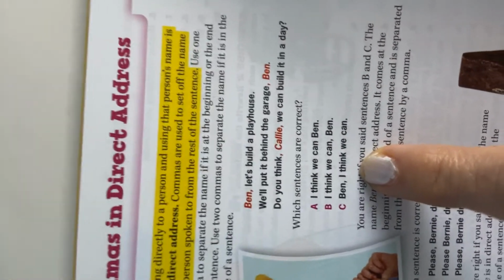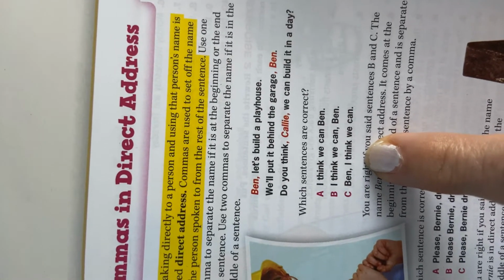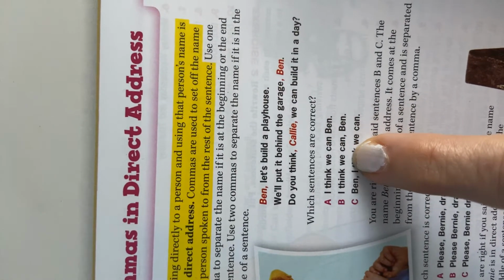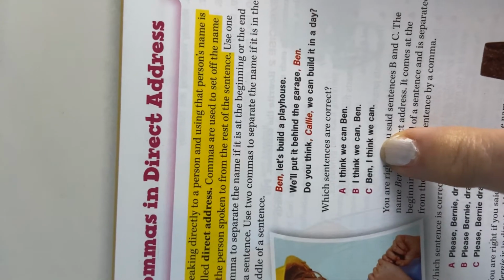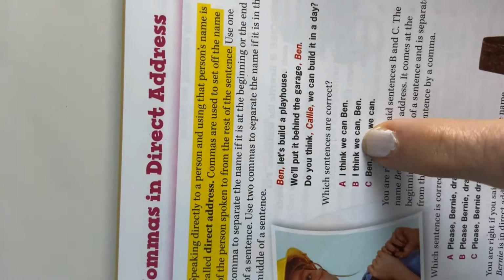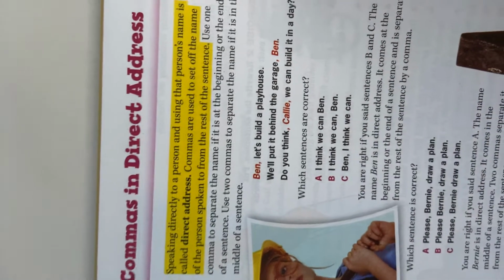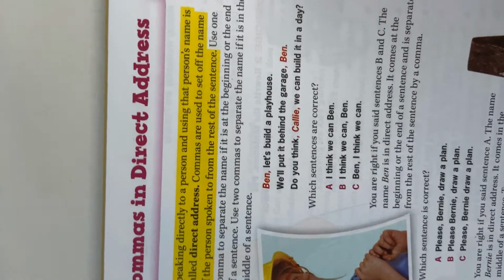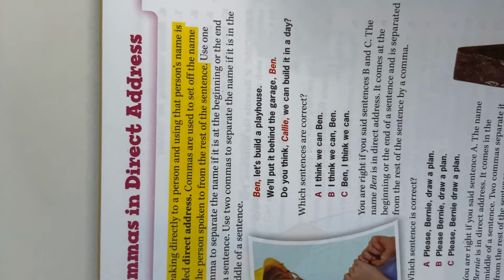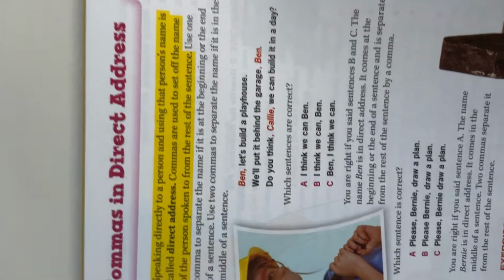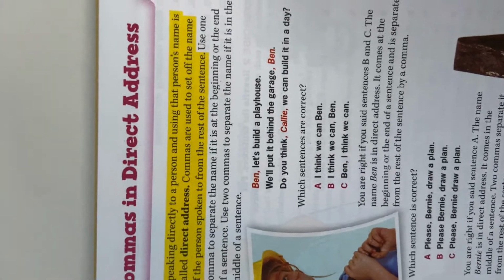Looking at A, B, and C, which one is correct? "I think we can Ben." "I think we can, Ben." "Ben, I think we can." There's actually two that are correct. B is correct and C is correct. Now, it sounds correct if you look at letter A, but when you're writing it, it's not. You need the comma there to show that you're talking to someone.